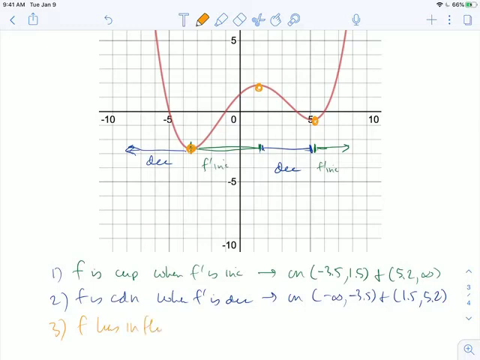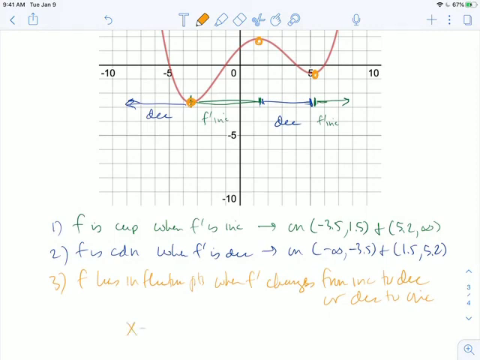So f has inflection points when f prime changes from increasing to decreasing or decreasing to increasing. And so that's going to occur when x is about -3.5, 1.5, and 5.2. And we're okay with just pretty decent approximations. We could have slight disagreements about what those values are, but as long as we're in the neighborhood of these numbers, I think that's perfectly fine in this case.